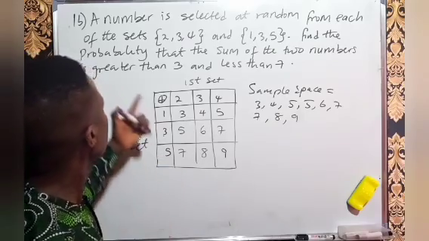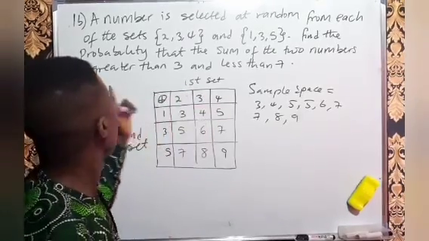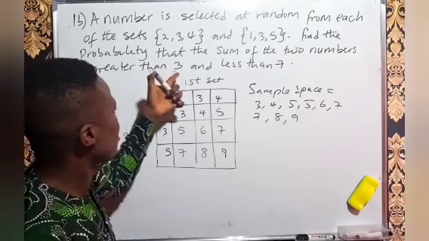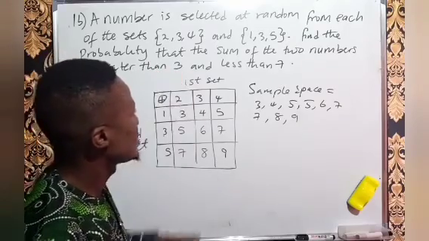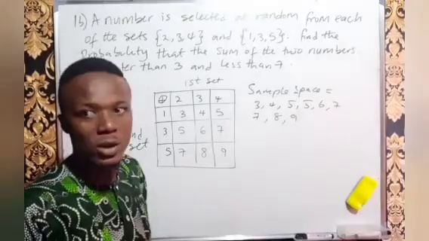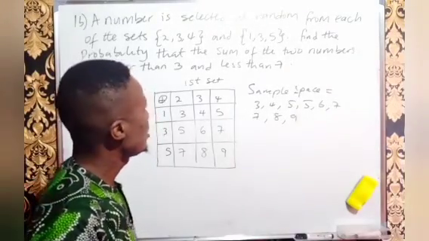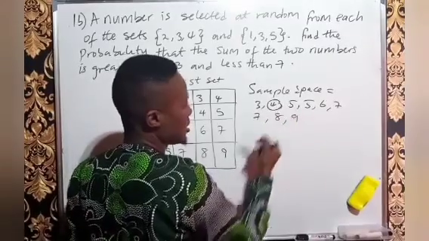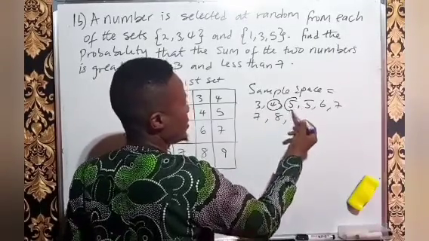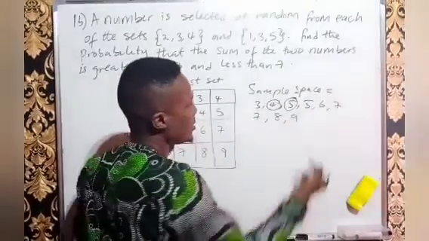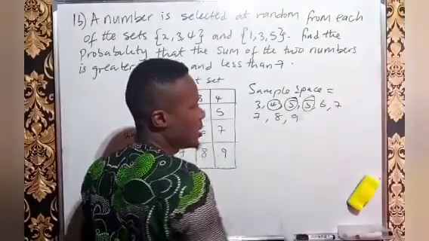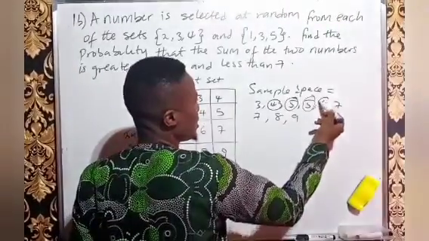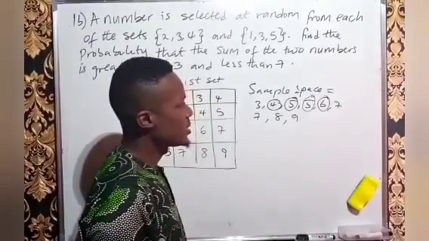So they said find the probability that the sum of the two numbers is greater than 3 and less than 7. So let us circle any number we know that is greater than 3 but less than 7. 4 is greater than 3, it is less than 7. 5 is greater than 3, it is less than 7. 5 is still greater than 3, it is less than 7. 6 is greater than 3, it is less than 7.